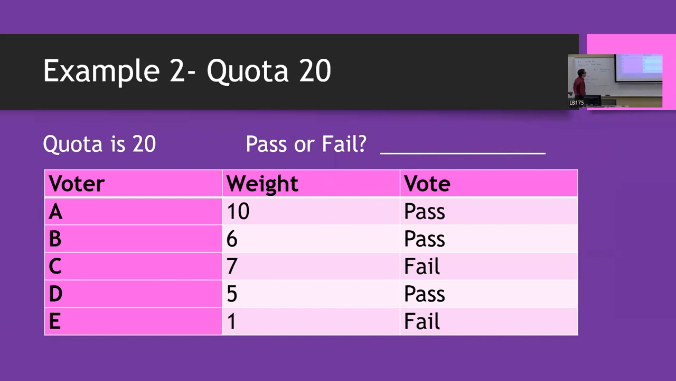Let's do another example. All right, the quota here is 20. And voter A votes to pass, voter B votes to pass, voter D votes to pass. Obviously, we have a different weight distribution system.